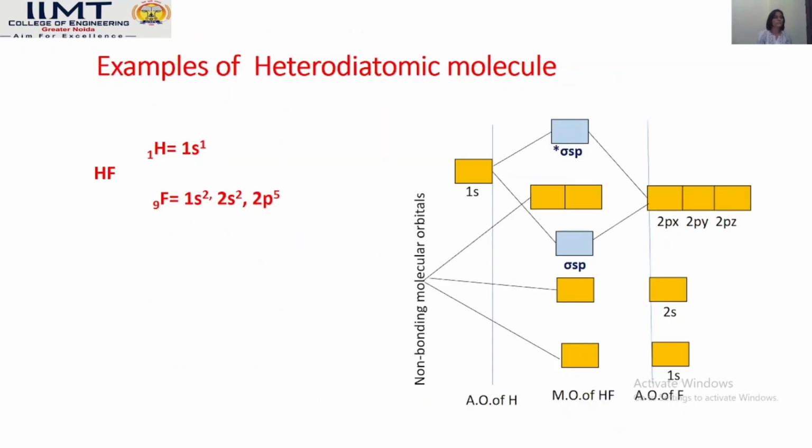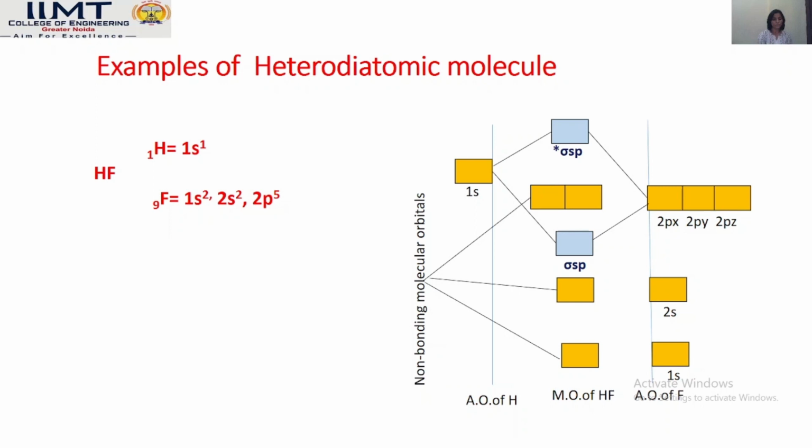The other example of a heterodiatomic molecule is hydrogen fluoride. Hydrogen's electronic configuration is 1s1 and fluorine's electronic configuration is 1s2, 2s2, 2p5. Since hydrogen has only 1 electron, this electron is high in energy, and fluorine has a total of 9 electrons and contains only 1 unpaired electron. So the hydrogen high energy electron does not interact or form a bond with the 1s and 2s of fluorine because of the high energy difference. Therefore, bond formation cannot take place.